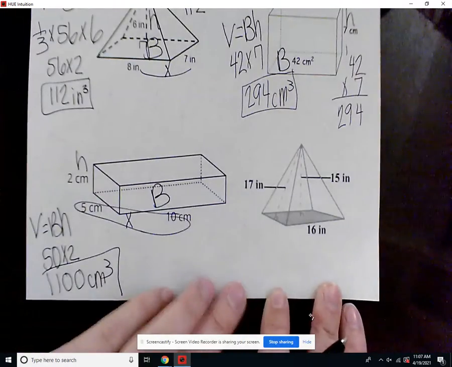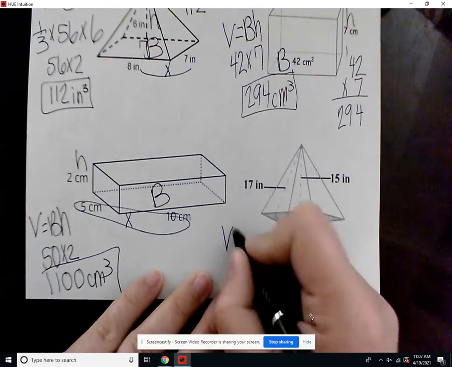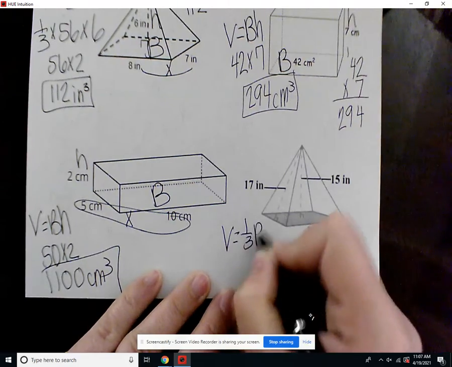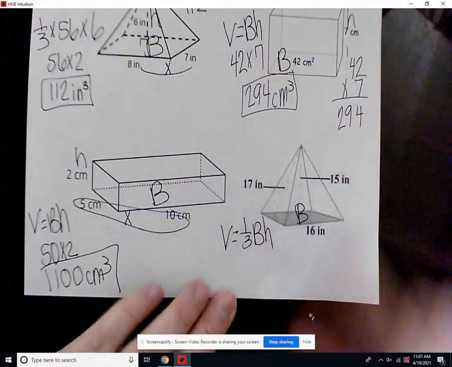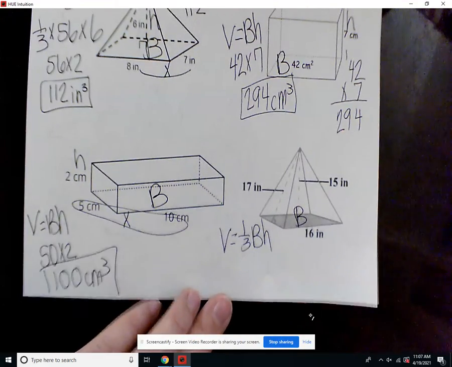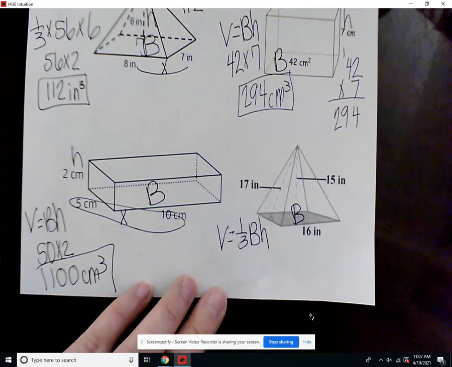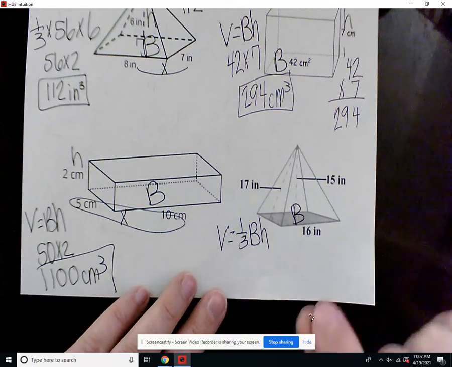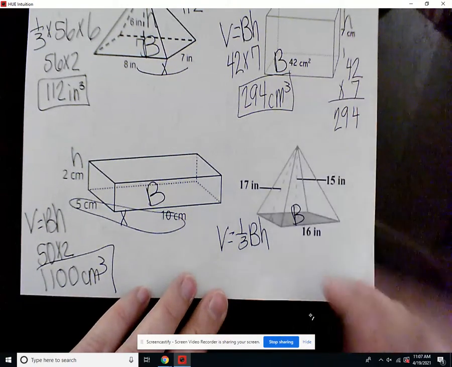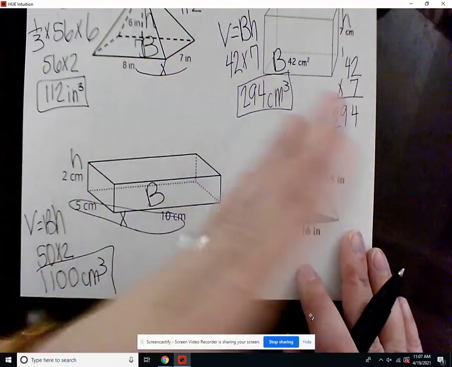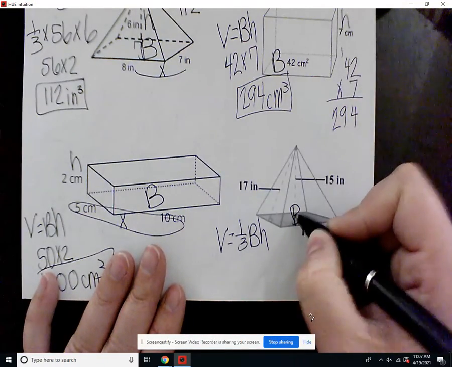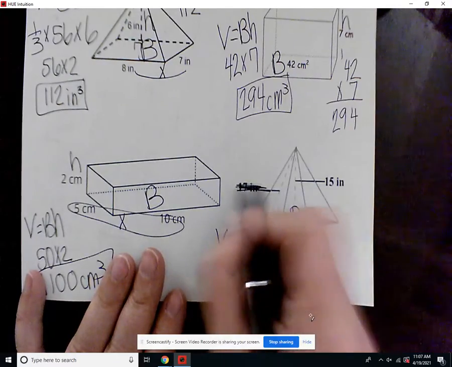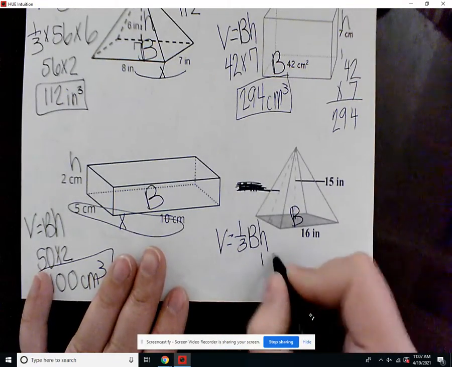All right, so for our last one, we have our pyramid. So our formula is 1/3 BH. So there is our base. So if you notice, we have 2 numbers for height. So I've been teaching you to say if you see a slant, mark it out. We do have a number on the slant, and that's going to be our 17 because it's slanted towards the side. And we want the one that goes from the top to the bottom of the pyramid. So we're going to use 15 for our height.